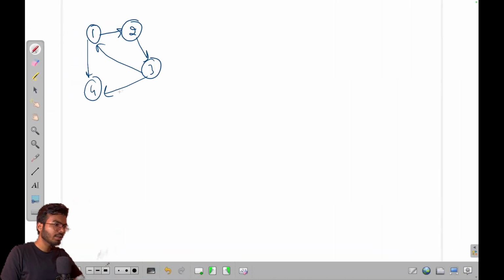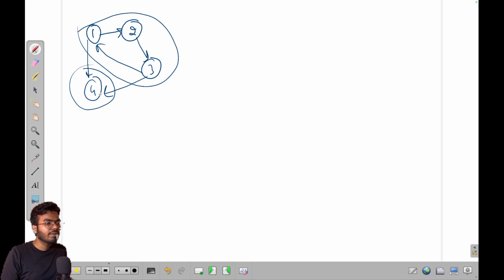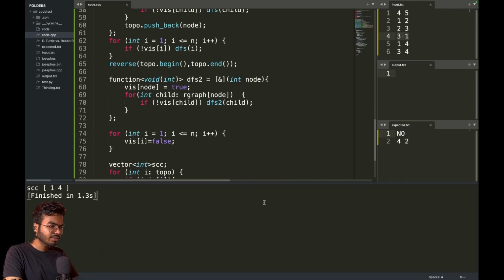Okay. So what you will realize is that 4 is a separate strongly connected component, and 1, 2 and 3 is a separate strongly connected component, and now there is no route to travel from 4 to any of this component, right? So that is why we are getting two components, and I think this is the correct answer.